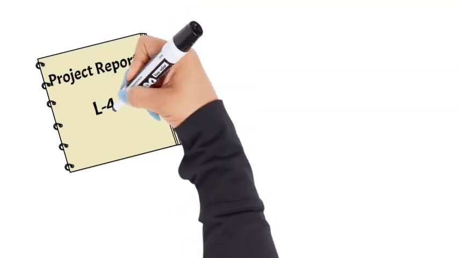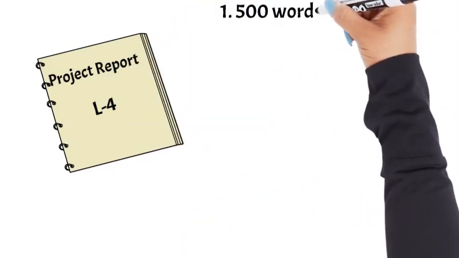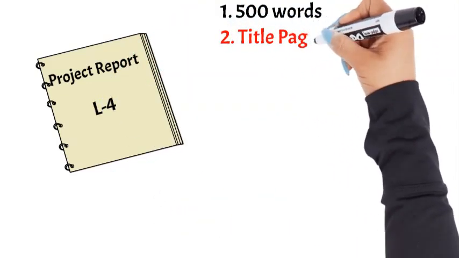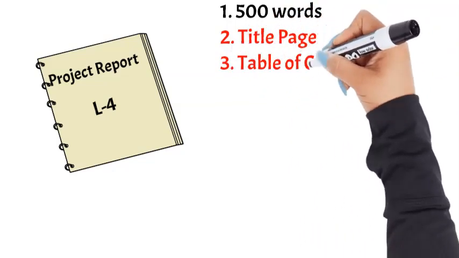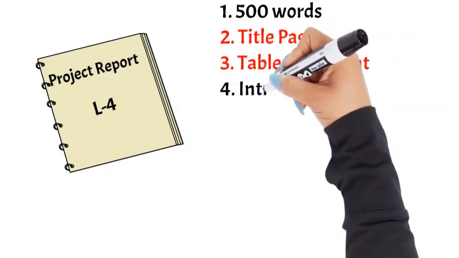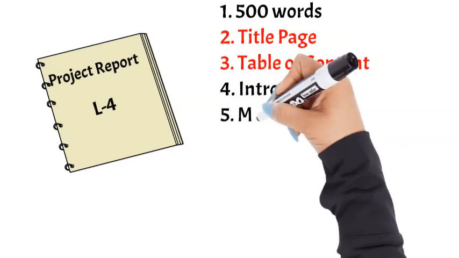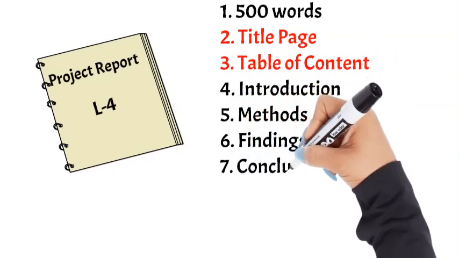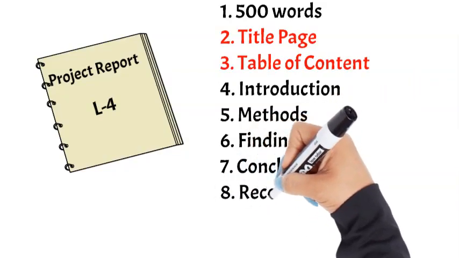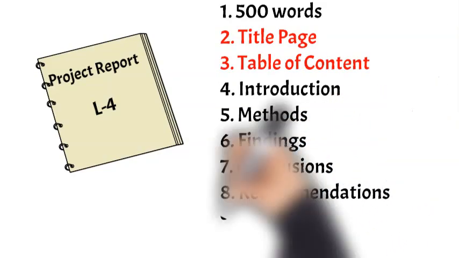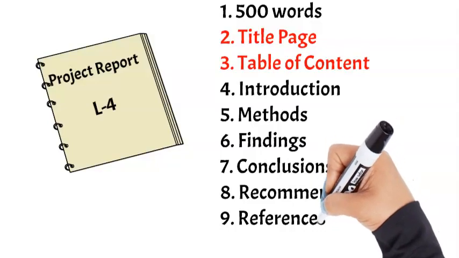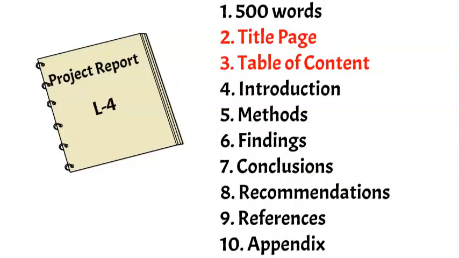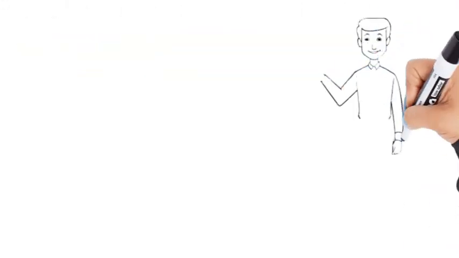Now, talking about your project report. You have to write 500 words. Don't worry about the title page or table of contents. That would already be part of the blank document I will be sharing. You have yet to write the introduction, methods, findings, conclusion, and recommendations. Don't forget to have a references section. And in the end, you have appendices.